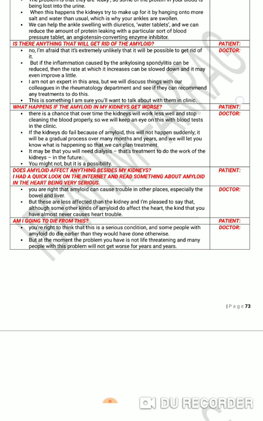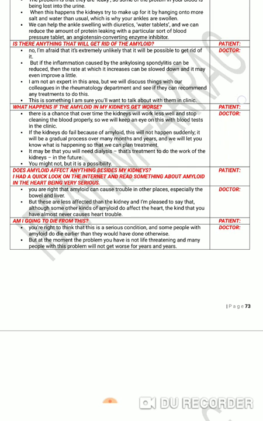Then the patient asks what happens if the amyloid in my kidney gets worse. Then you tell him there is a chance that over time the kidneys will work less and stop clearing the blood properly. We will keep an eye on this with blood tests in the clinic. If the kidneys do fail because of amyloid, this will not happen suddenly. It will be a gradual process over many months and years, and we will let you know what is happening so that we can plan treatment. It may be that you will need dialysis, a treatment to do the work of the kidneys, in the future. You might not, but it is a possibility.